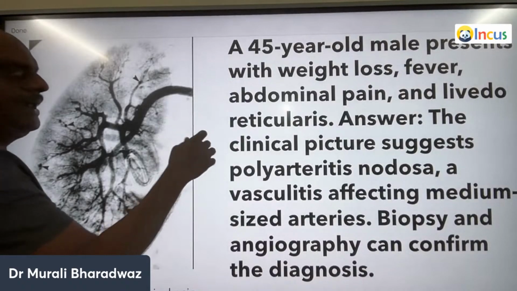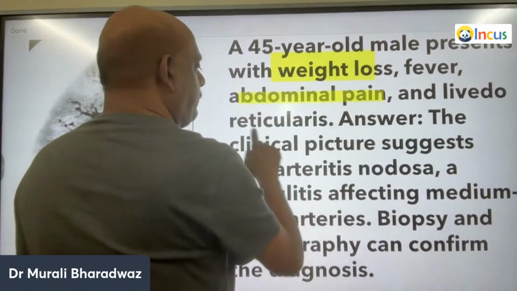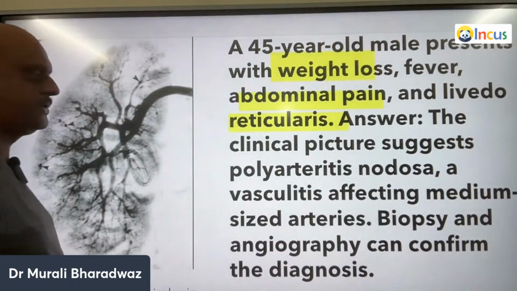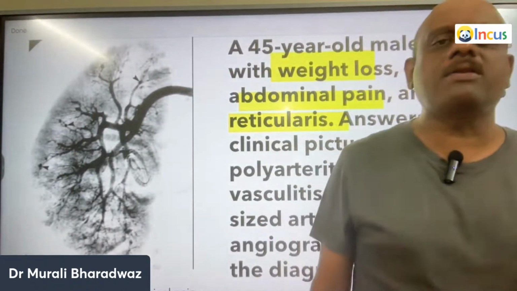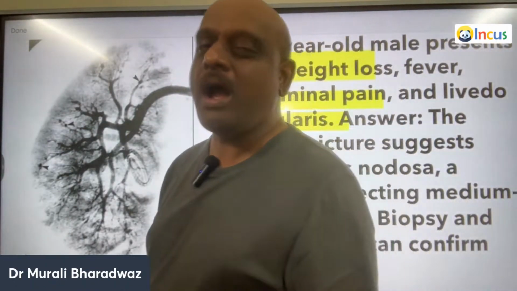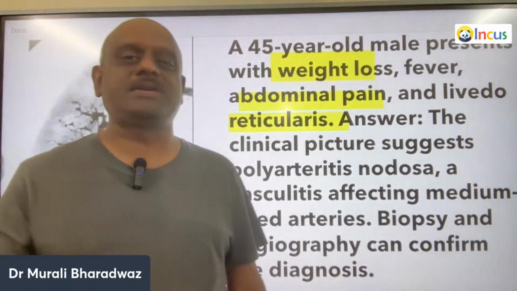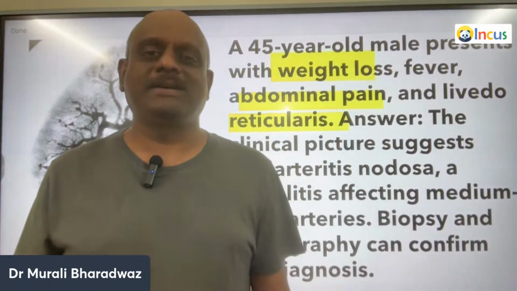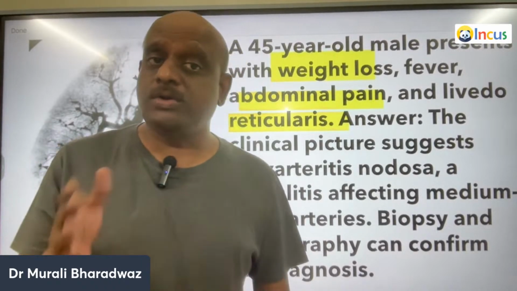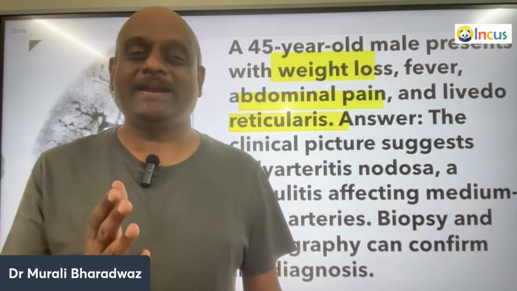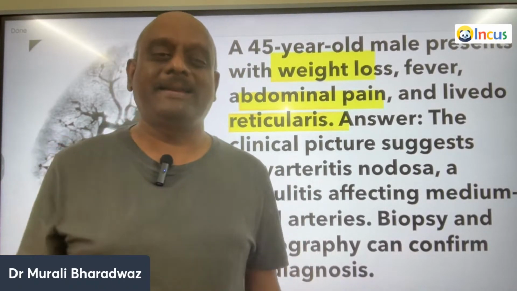A 45-year-old male with weight loss, fever, abdominal pain, livedo reticularis, all this is typically suggestive of polyarteritis nodosa. Polyarteritis nodosa is a vasculitis which affects medium-sized arteries. So that is the reason in polyarteritis nodosa there is also mesenteric vasculitis, which leads to abdominal pain.